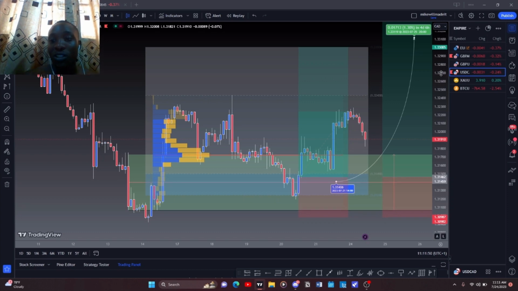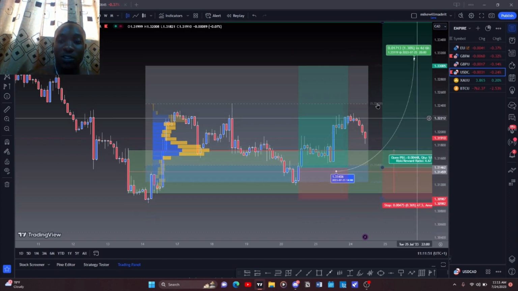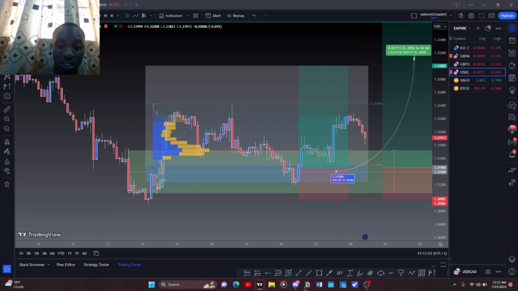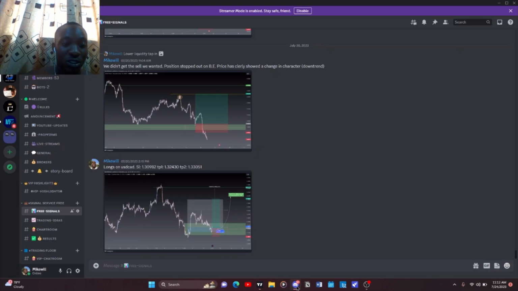News coming out by 1:30, and hopefully we have this drive to the upside. The way I entered this trade is the same way I entered Euro USD, the same analysis and same ideology. So currently I just have one trade running, USD CAD. Yes, this is a trade running. I gave it free in the group. Yeah, it's a free signal, so everybody's in the trade.